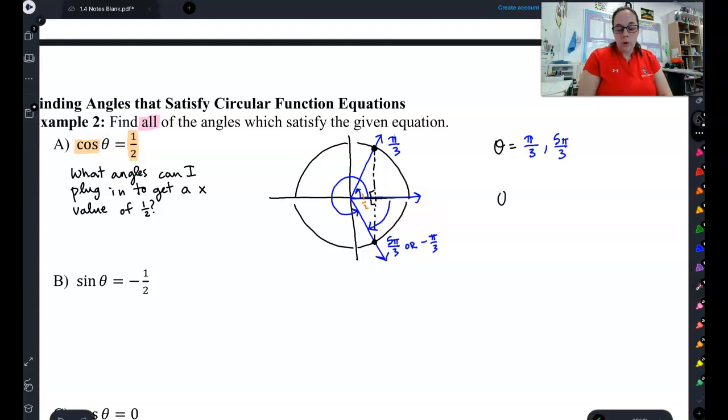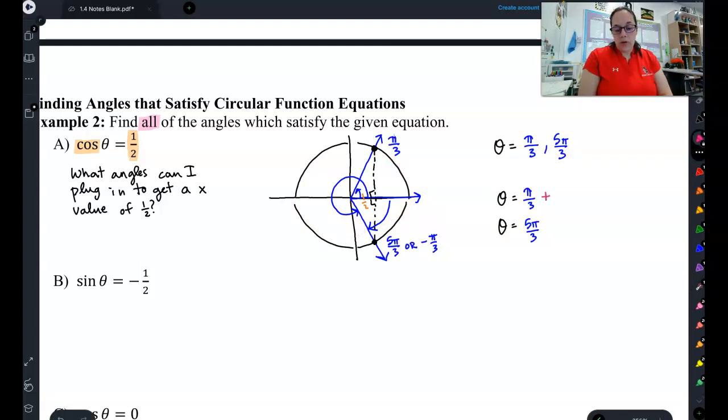So what we're going to do here is expand the angles we picked to include all of the coterminal angles. Now, if you remember when we did coterminal angles, we said coterminal angles are always one full circle apart. We get a coterminal angle by either adding a whole circle or subtracting a whole circle.